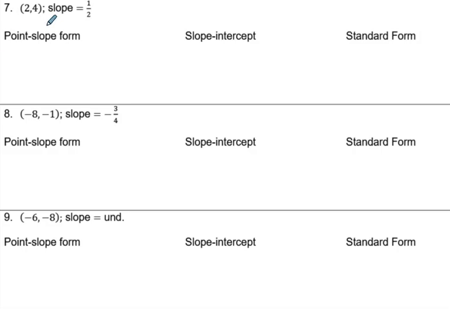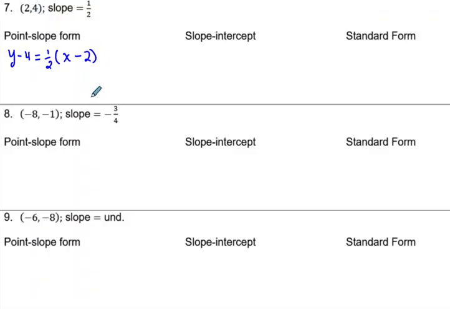All right, so we're going to do problems 7, 8, and 9 on this page. Point slope form. It is y minus y1, which is positive 4, equals the slope, which is 1/2, times x minus x1, which is 2.